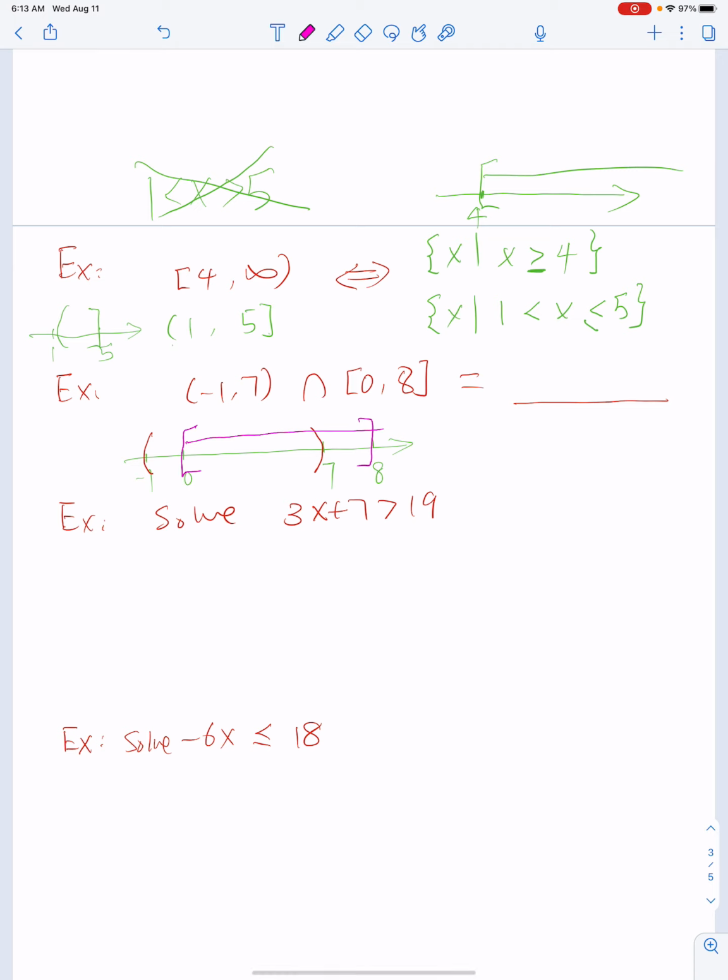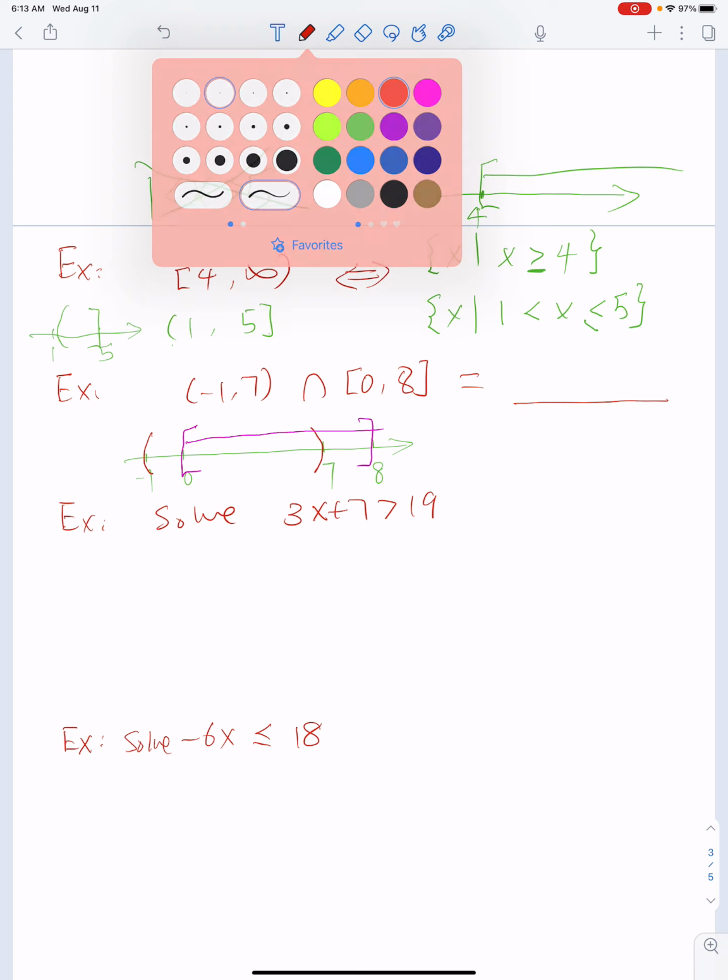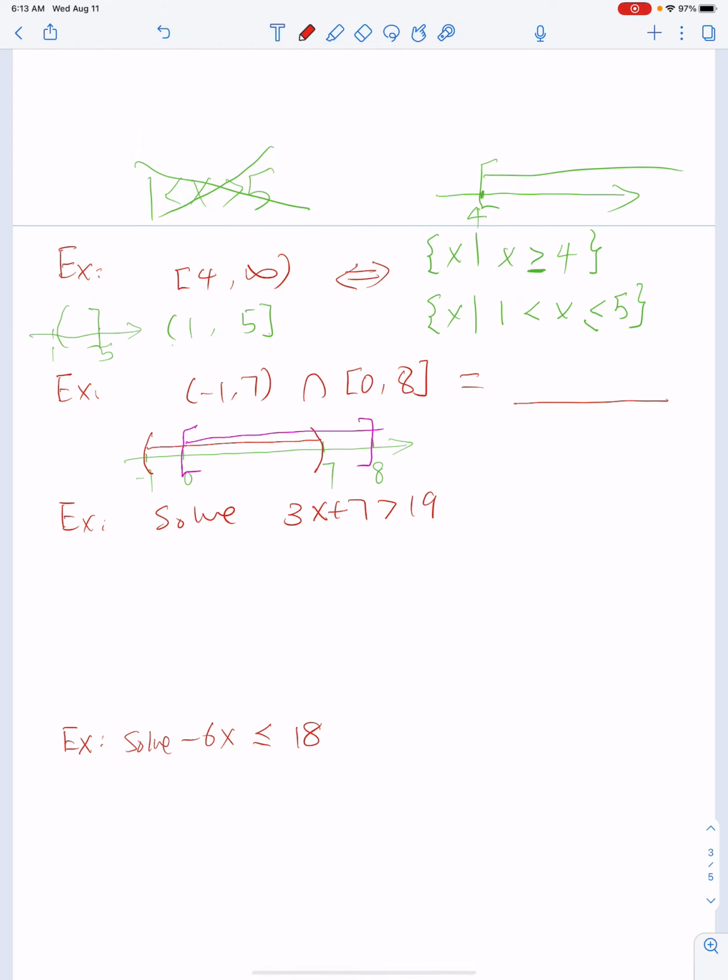0, 8 is here, -1, 7 is here. So where is the overlap? In between, no? In between is the overlap, yeah? So what were you to start? Start with, we use the pink one. So the pink 0 and the red 7. So it's 0 to 7. With me? Great.